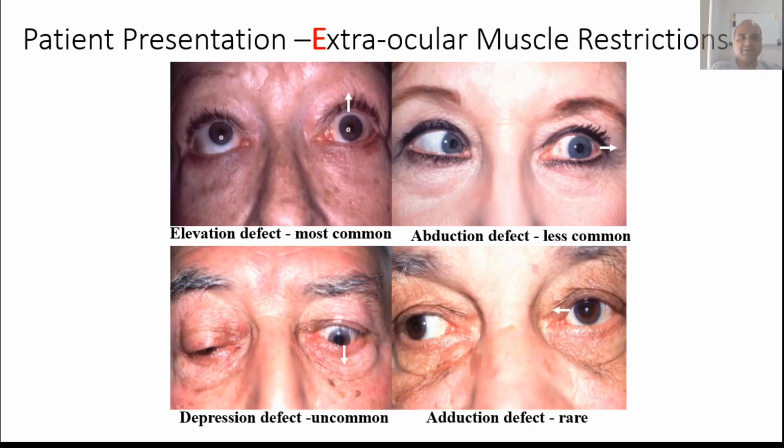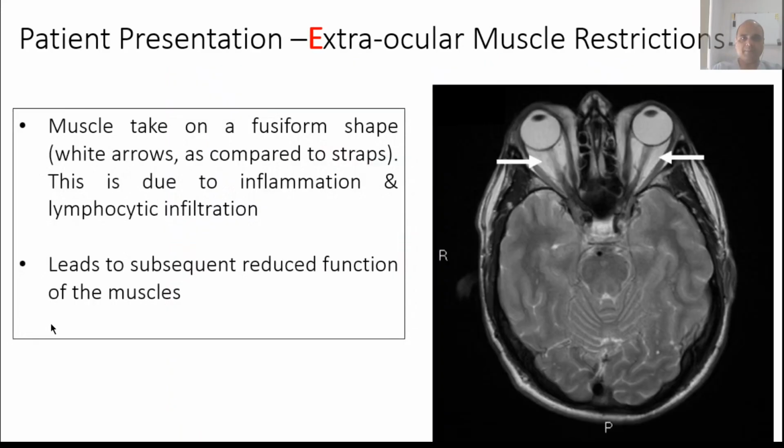These are the various types of muscle restrictions that can be seen, with the elevation defect being the most common, shown by the picture on the top left. The rarest is an adduction defect, which is shown by the picture on the bottom right. This is an MRI showing you fusiform enlargement of the muscle belly. Notice how the tendons are sort of their normal proportion, but the bellies have become extremely enlarged.